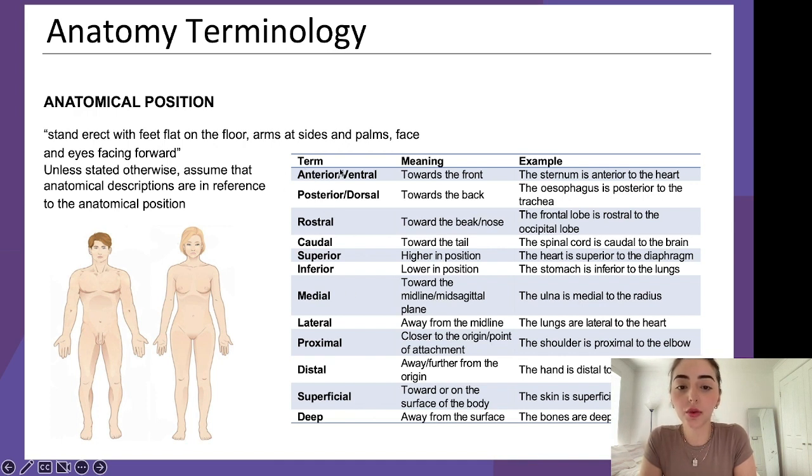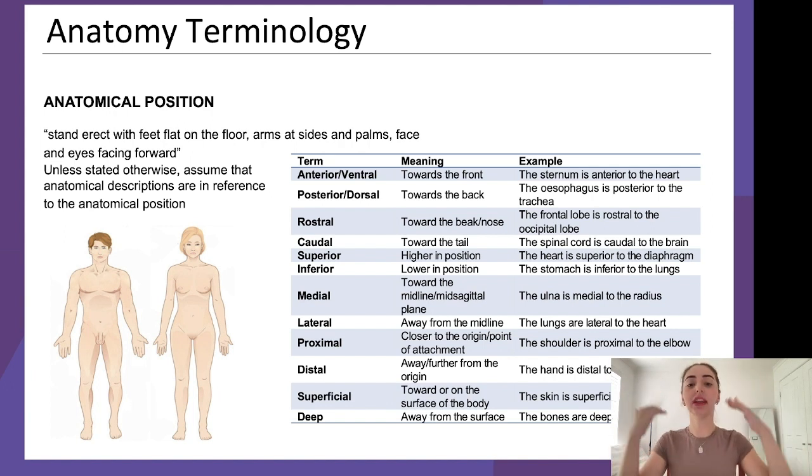So anterior or ventral means toward the front. Okay. This is easy because anterior literally means more forward, okay? So anterior to the front. Posterior then is to the back. So I might say that my hair is posterior to my neck, for example. It's behind, it's to the back of. Rostral is towards the nose. Caudal is towards the tail, so the bottom of your spine.